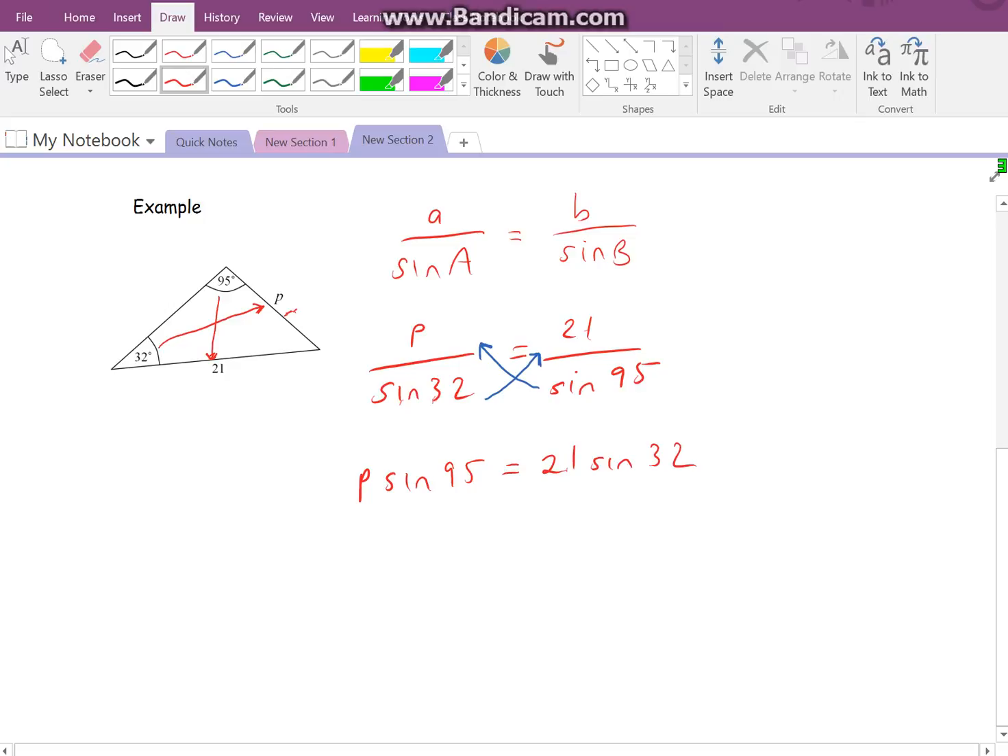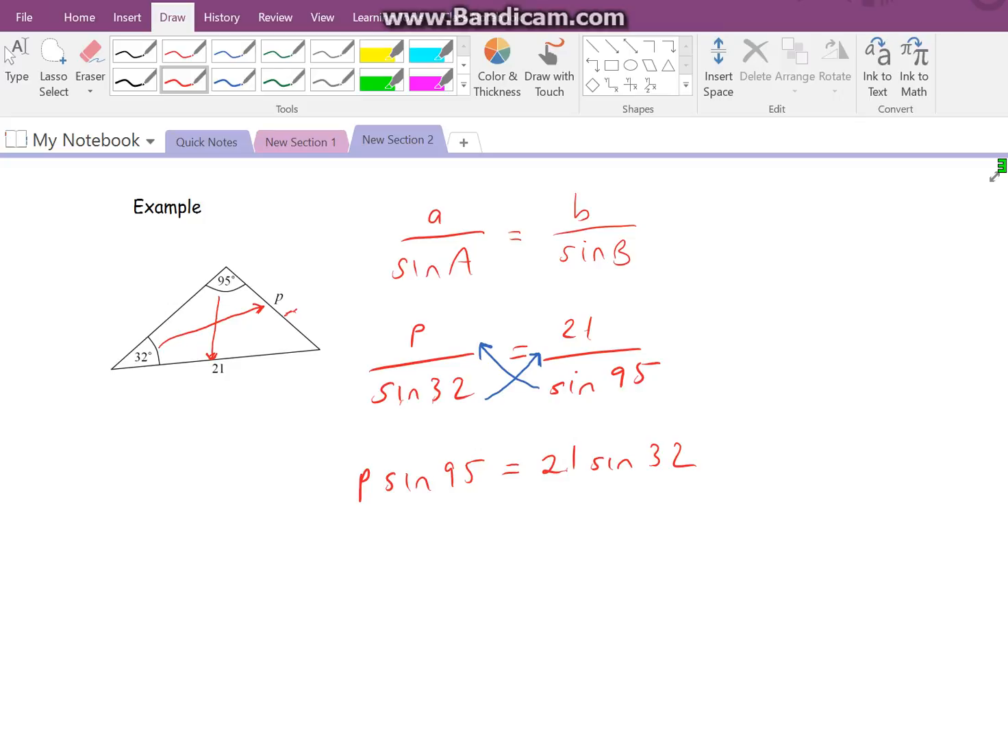At this stage, you can do out your numbers, like you could put sine 95 into your calculator, and that would give you 0.9962. So you'd have P bracket 0.9962 equals 21 sine 32, so it should be 11.1283. I'd always keep it to 4 decimal places until the very end, and then solve for P.